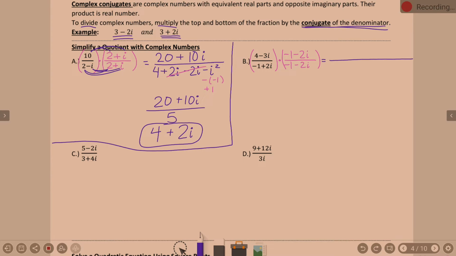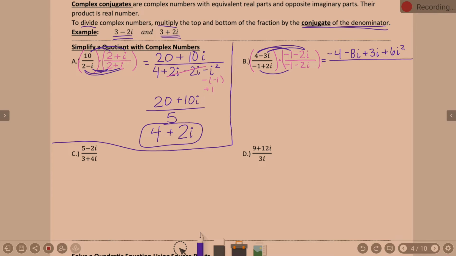We are FOILing, aren't we? Okay, so FOIL with me. 4 times -1 is -4. 4 times -2i is -8i. Insides: -3i times -1 is plus 3i. And -3i times -2i is 6i squared.